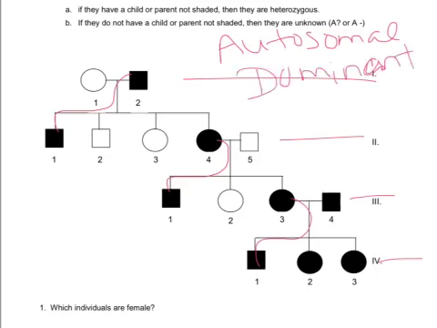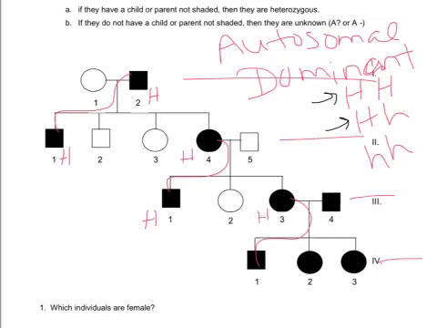When we're determining genotypes for an autosomal dominant pedigree, remember we have 3 possible genotypes: big H big H, big H little h, and little h little h. If it's an autosomal dominant trait, then people that are big H big H and big H little h express or show the trait. So that tells us every single person that is shaded has at least one big H in their genotype.